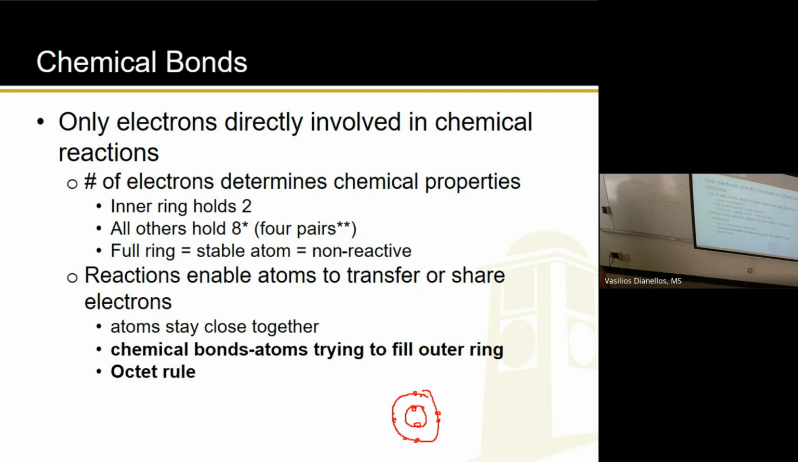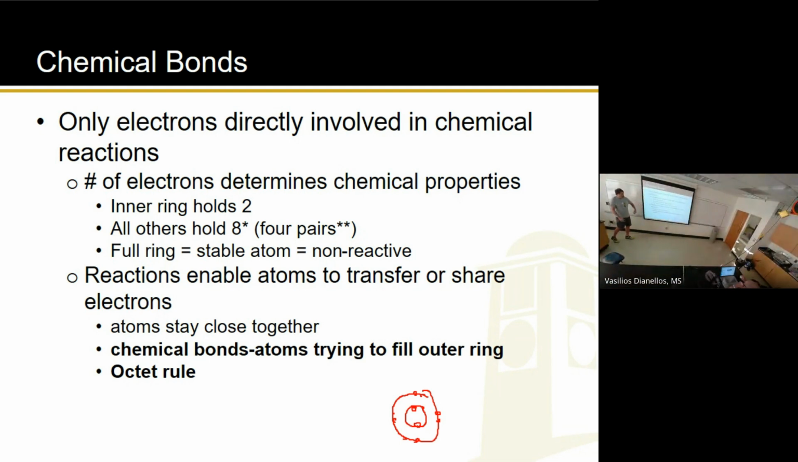And again, that's not going to be a test question where it says, a full ring equals a stable atom equals what, right? It's not going to be that. But you will have a problem-solving question, and to solve it, you need to know that if it has a full ring, it's stable. So again, if it has a full ring, it's not reactive.